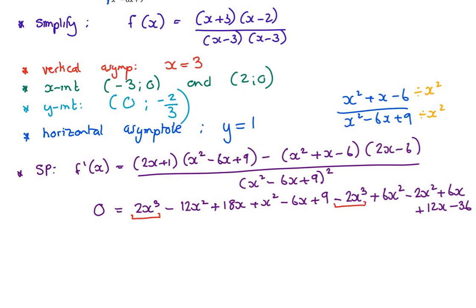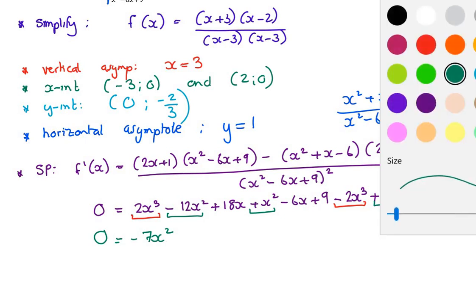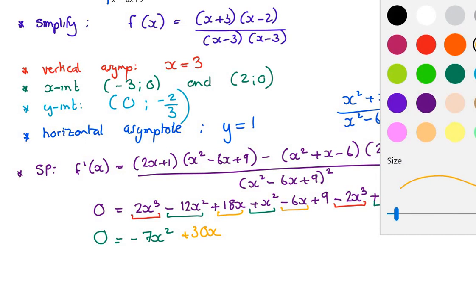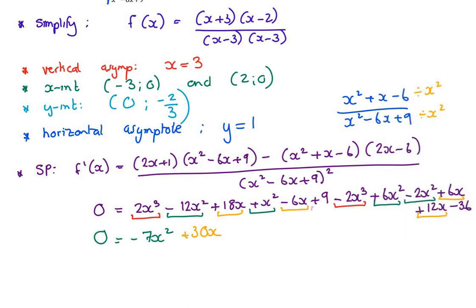So 2x cubed minus 2x cubed, at least that makes our life easier. So now my x squareds, minus 12x squared plus x squared plus 6x squared minus 2x squared. So that's minus 7x squared. Hopefully I'm not making mistakes here. 18x plus 6x plus 12x and minus 6x. So it basically becomes 30x. Again, hope I'm not making mistakes. And finally, 9 take away 36 is minus 27, I think.